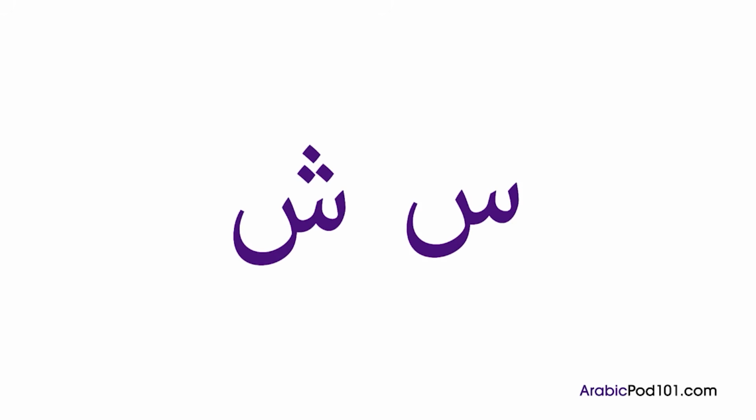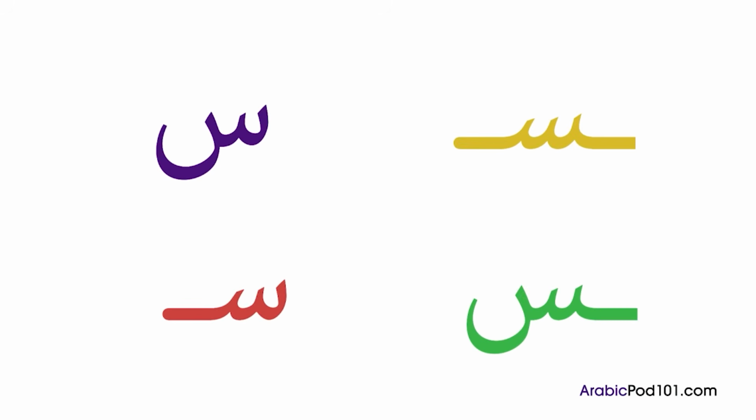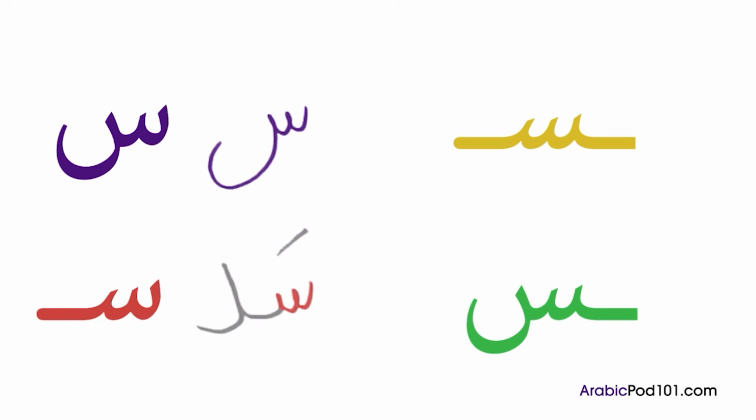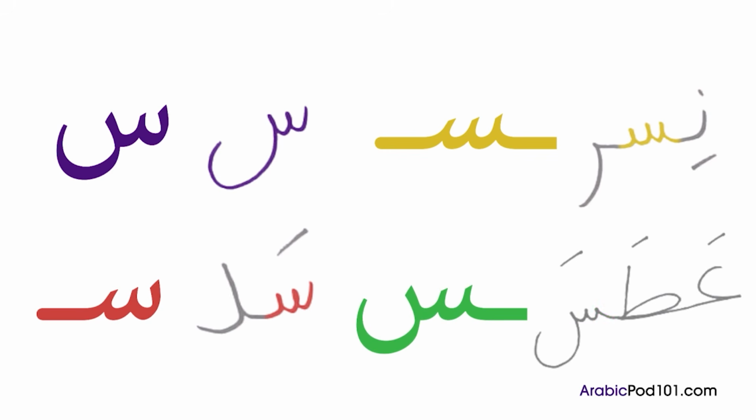In the past 4 lessons, you learned several letters with sounds that you have never heard or pronounced before. Do you remember the letters we learned in lesson 7? They were Sin and Shin. Both of them are very easy to pronounce. First, we have Sin, the isolated form, and the other 3 forms: initial, medial, final.